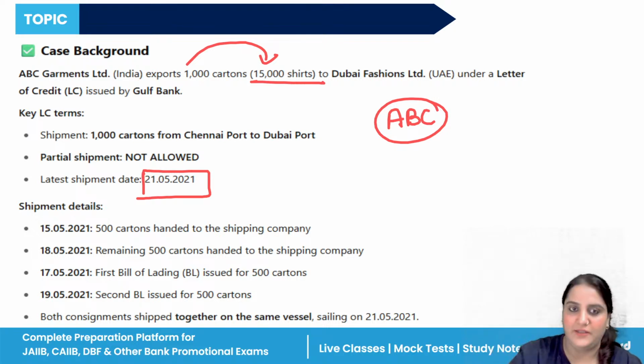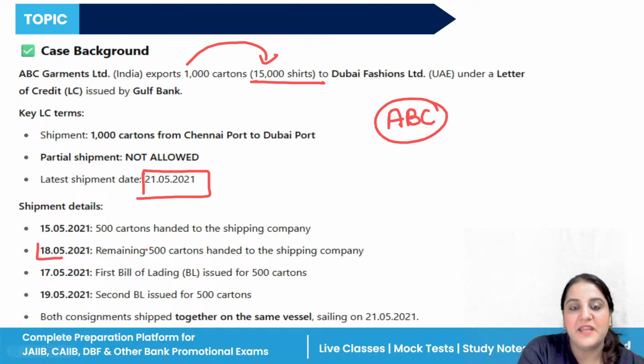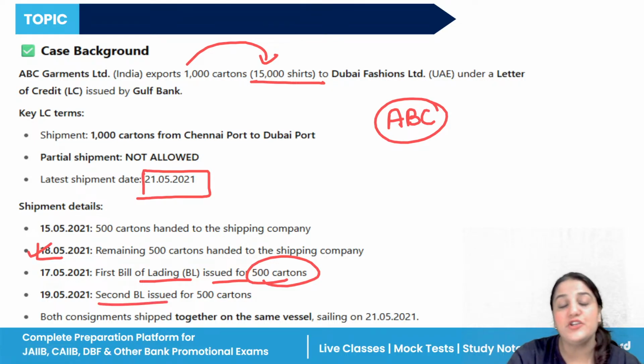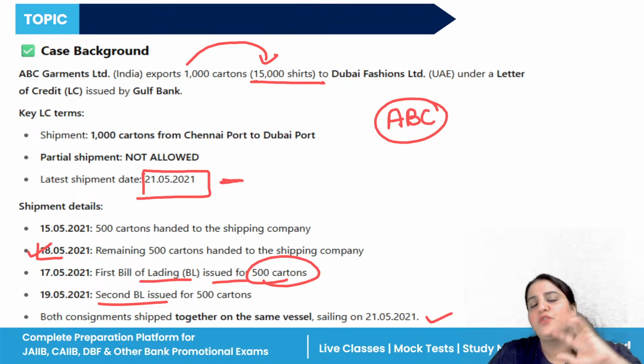May 2021. So the shipment details are given here, like 500 cartons handed to the shipment company on 15th of the 5th month and then the remaining on the 18th. First bill of lading issued for 500 cartons. Second bill of lading issued for 500 cartons on 19th date. Both consignments shipped together on the same vessel, sailing on 21st of 5th of 2021.